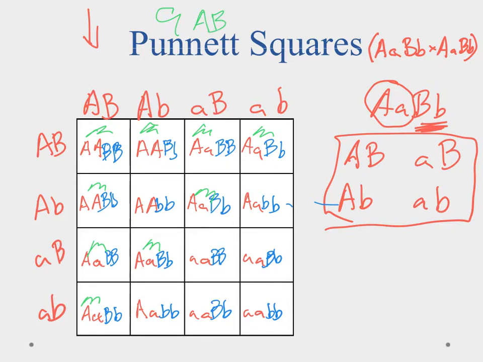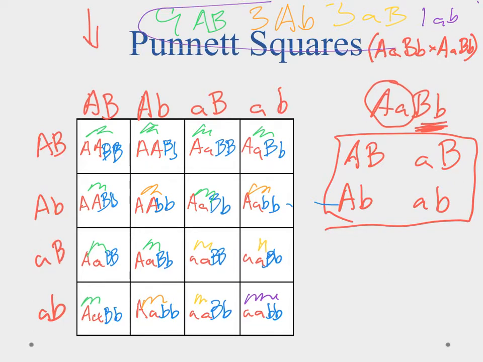Then we can count out these ones. We have this one, and this one, and we have 3 individuals that are a capital A, lowercase b, and then we have these 3, which are going to be a lowercase a, capital B, and then we end up with our one special homozygous recessive that's going to be a lowercase a, lowercase b.